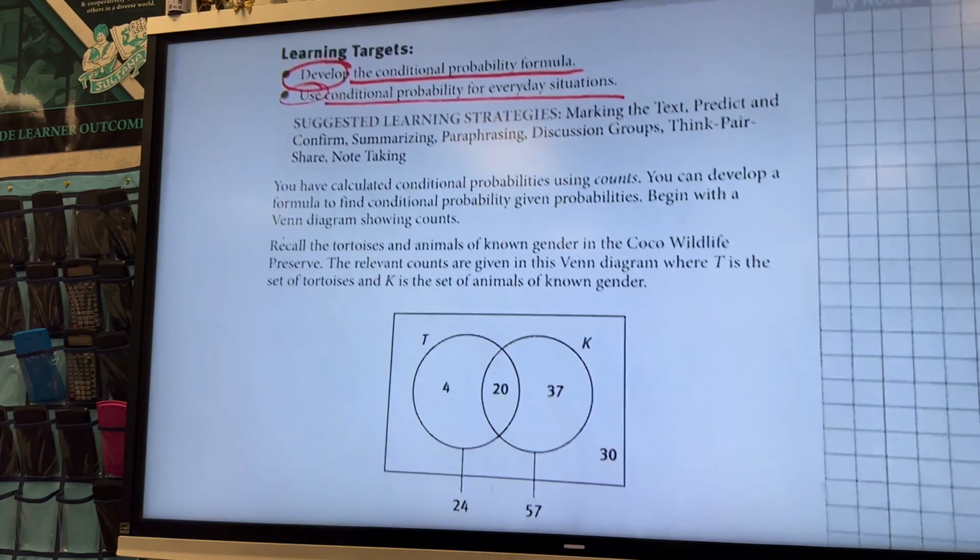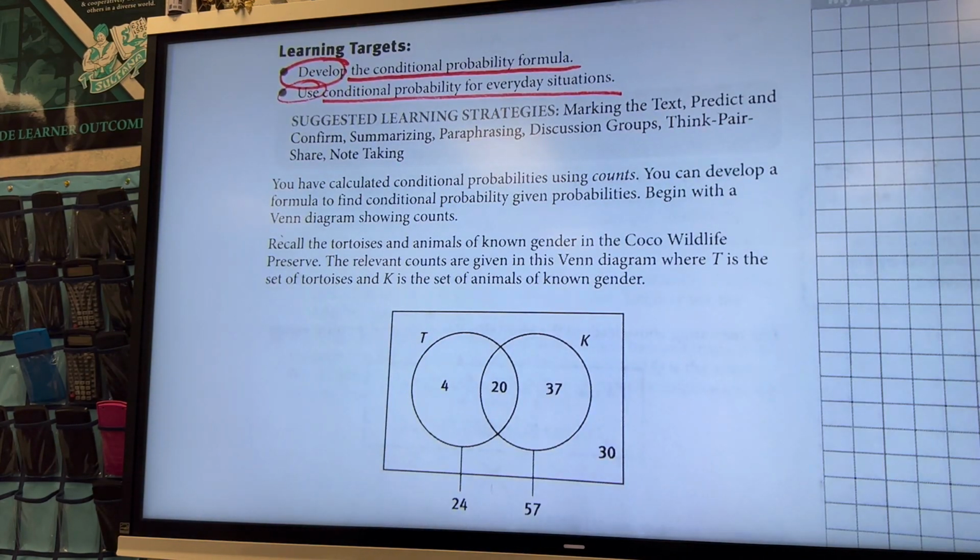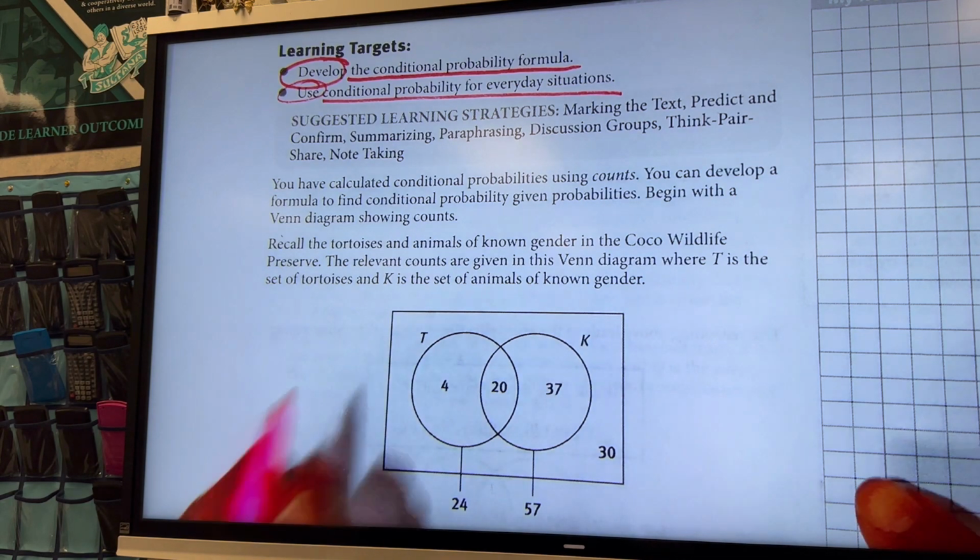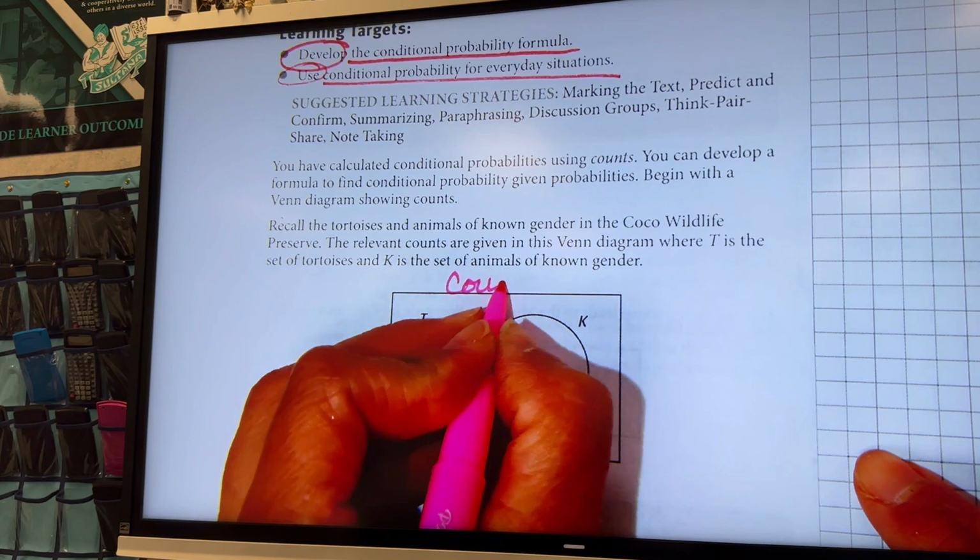It says we've calculated conditional probabilities using counts. We did that with counts Venn diagrams and counts frequency tables yesterday. You can develop a formula to find conditional probability given probabilities. Begin with a Venn diagram showing counts. So this one is a counts Venn diagram.